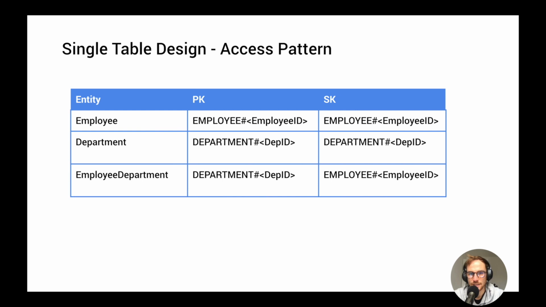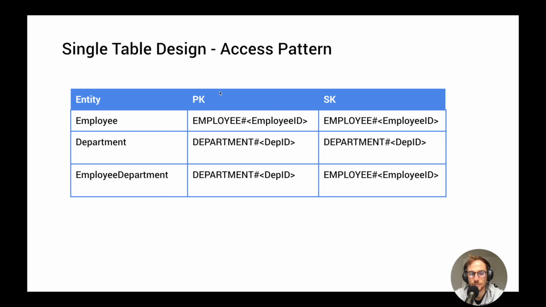Now that we have the access patterns, I want to focus just on some of them, for the sake of the example. And I want to design the primary key and sort key, so partition key, sorry, and sort key based on those access patterns. So for the employee, we do have a simple entity, which is like employee hashtag employee ID. Same thing for the sort key.